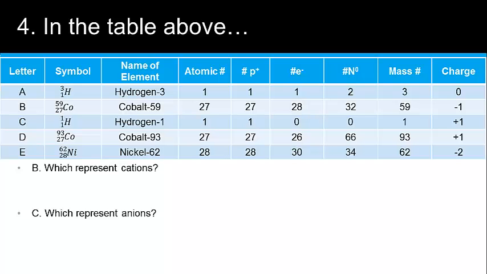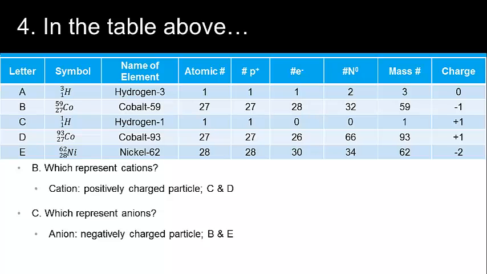Which represent cations? A cation is a positively charged particle. So if you look at the charge, you see that C and D have a positive charge. Therefore, they are cations. Anions are negatively charged particles. So that's going to be B and E. They both have a negative charge.